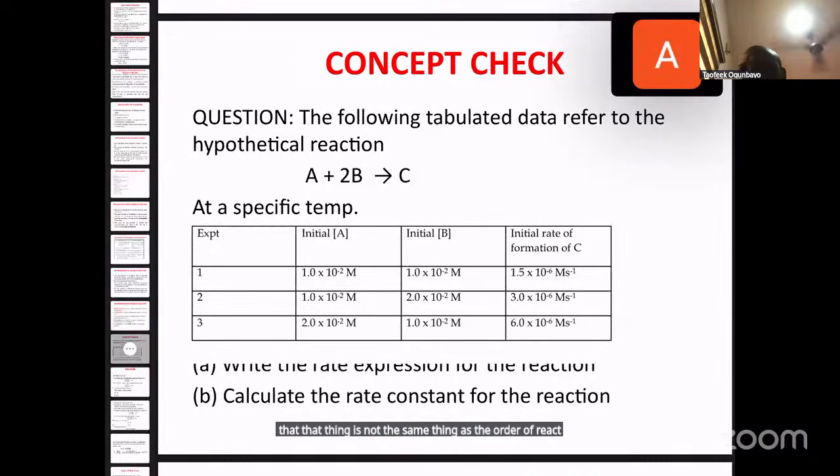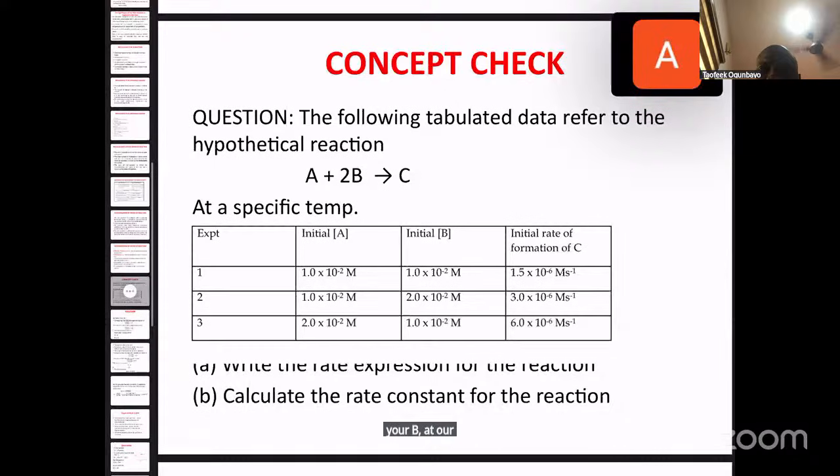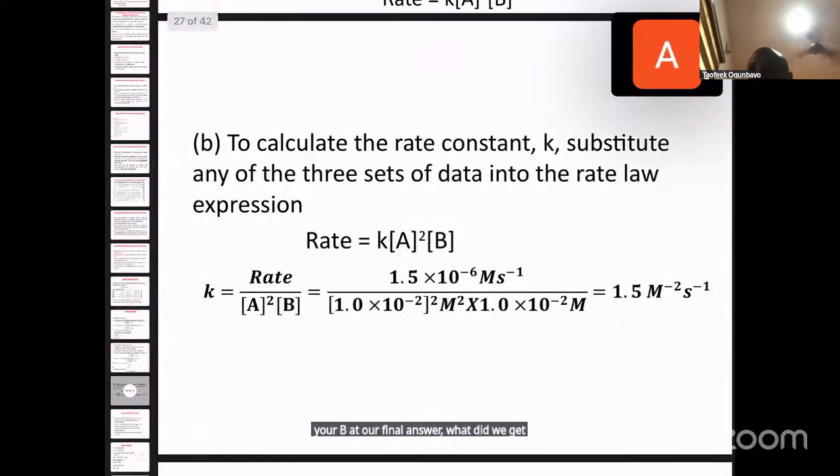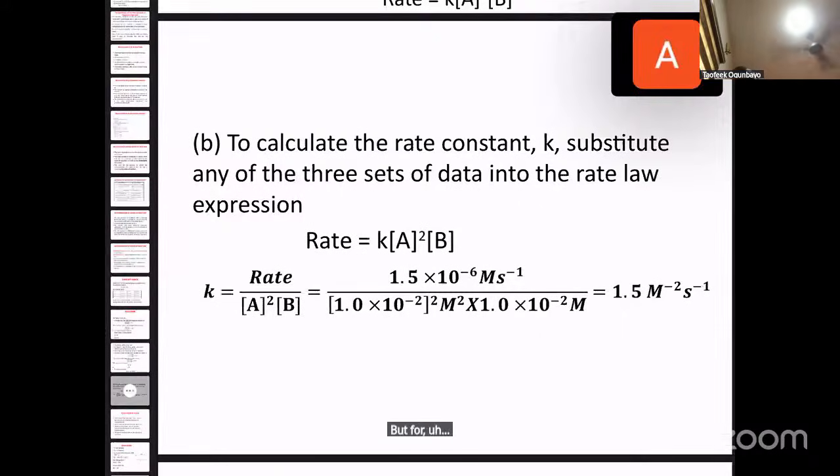And if you look at our final answer, what did we get for B? It is 1, not 2. And for the one that is 1, we got 2. Even before we did this, I repeated, maybe more than 10 times, that molecularity is not the same thing as order of reaction. Molecularity is a theoretical concept. You'll always see it in your chemical equation. But order of reaction is determined experimentally.